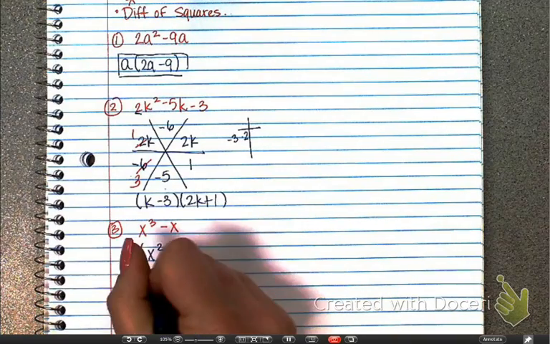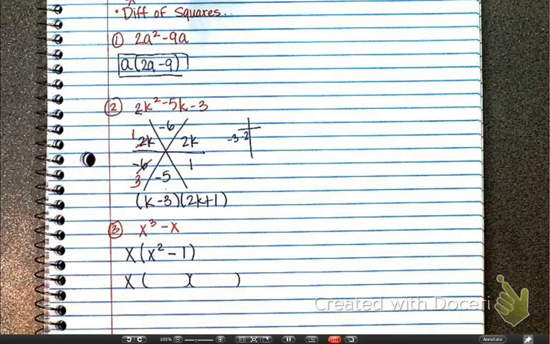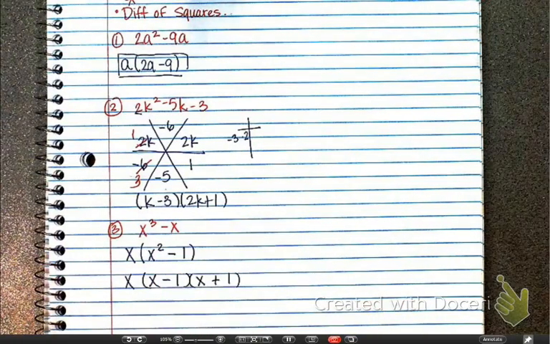Yes. Okay, so I have my x on the outside. The square root of x squared is x. The square root of 1 is 1. 1's plus, 1's minus.